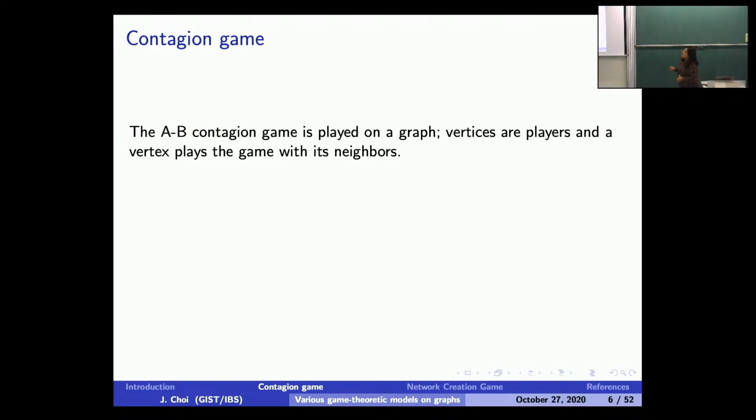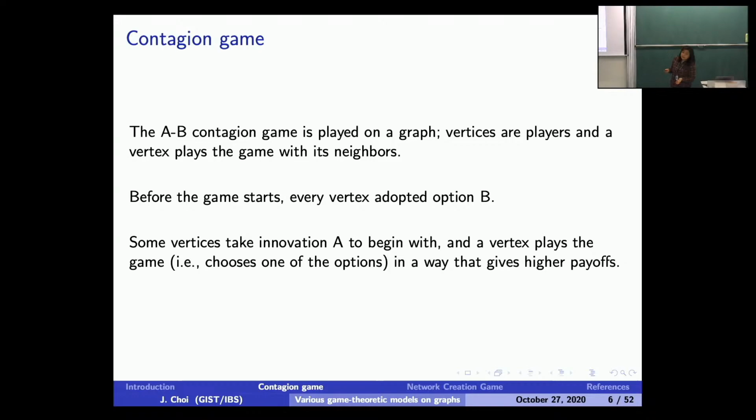Then this contagion game, as today's topic, has these mechanisms. The A-B contagion game is played on a graph. The graph is given, and the vertices are players. A vertex plays the game with its neighbors only. It's not like playing with any random player; it can play only with its neighbors. Before the game starts, every vertex adopts option B. Option B is like the old option, and now a new option will come, like an innovation. Some vertices take innovation A to begin with, and then each vertex plays the game. In other words, it chooses one of the options in a way that gives higher payoffs.